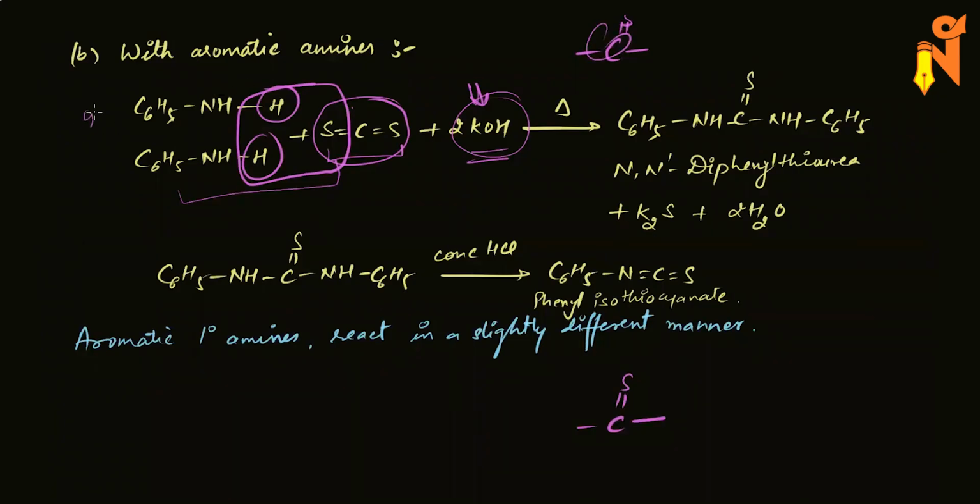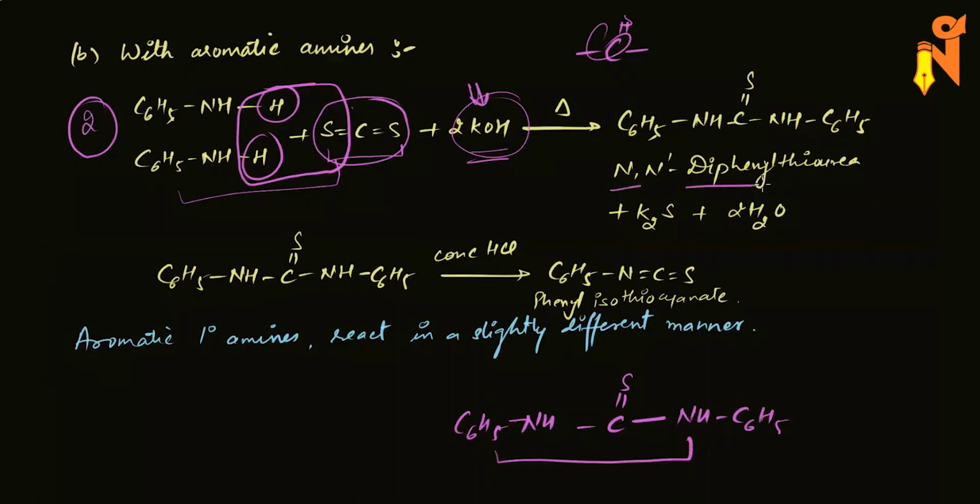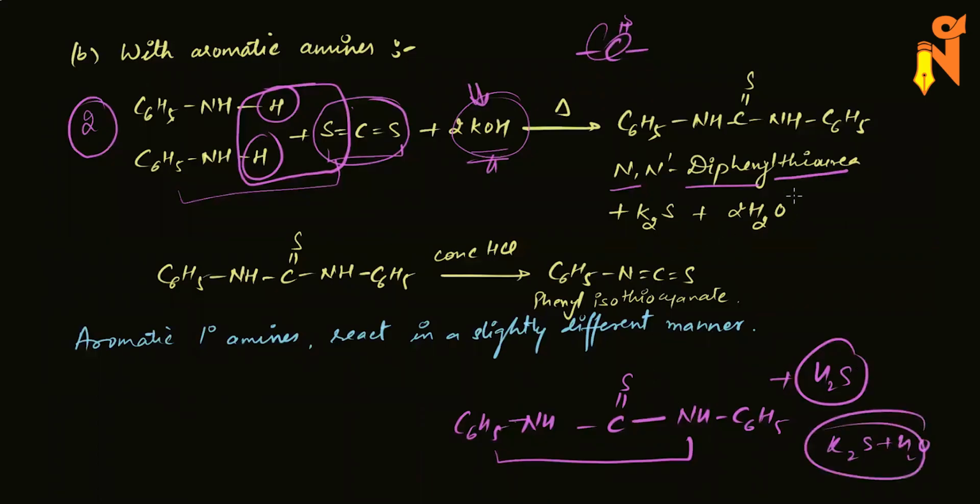On these 2 bonds, I have taken 2 moles of aromatic amine, or 2 moles of aniline, you can say. C6H5NH will get attached at one position and C6H5NH will attach at the other position. So this kind of molecule will be formed, which is called N,N'-diphenyl thiourea. And then what we have got is H2S. This H2S will react with KOH, which is present over here, and will form K2S and H2O. This will be the side product. Though we are not bothered about what is forming over here, this is important.